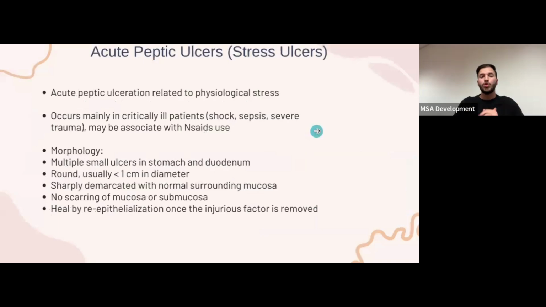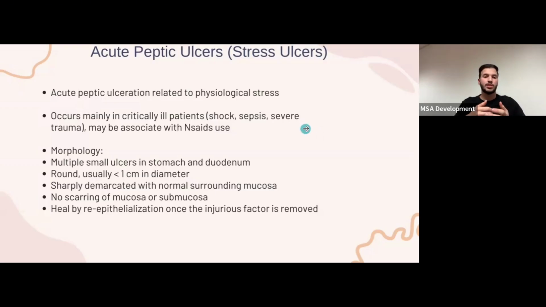Acute peptic ulcers or stress ulcers. Those ulcers are not like peptic ulcer disease caused, for example, by H. pylori or whatever. Those are related to physiological stress, and they occur mainly in critically ill patients and those that are taking specifically NSAIDs. So how do they look? There are multiple small ulcers scattered in the stomach and duodenum. They're usually less than 1 centimeter in diameter. We have no scarring of the mucosa and submucosa.